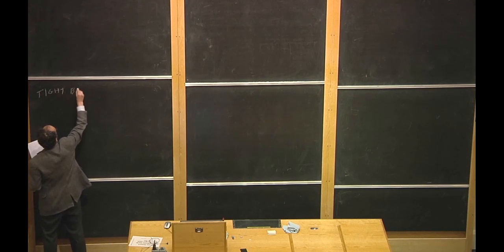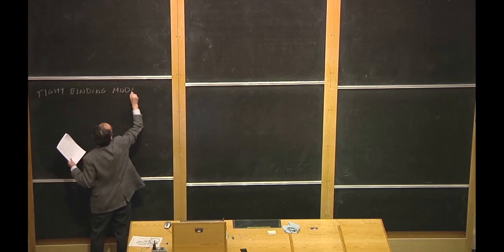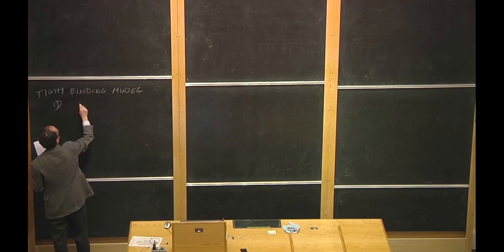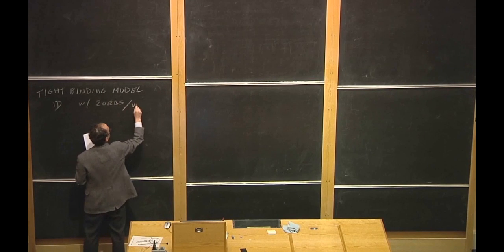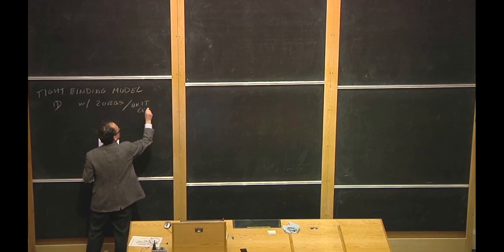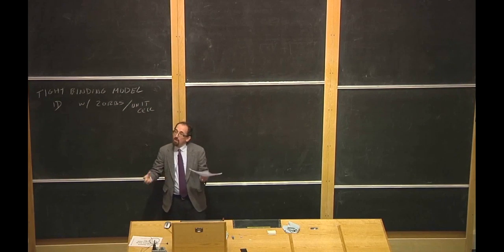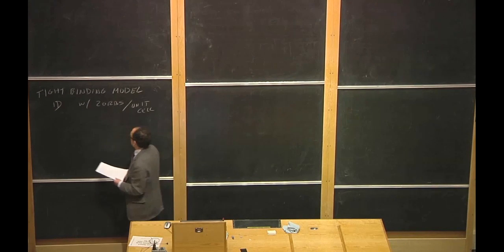Tight binding model for electrons in 1D. We're going to consider the case of two orbitals per unit cell. And that can be two atoms, one orbital on each atom, or it could be two orbitals on the same atom, one atom per unit cell.